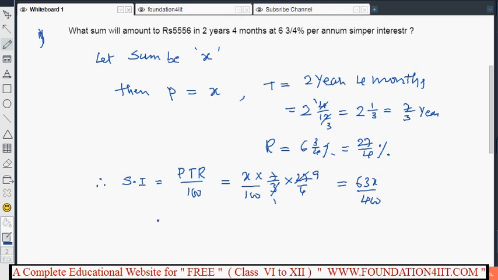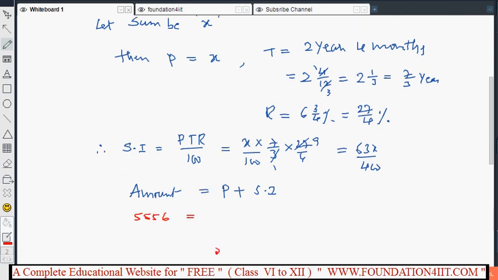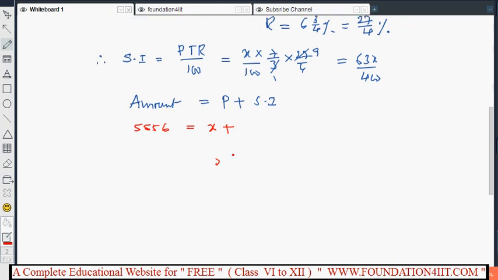Now amount is equal to principal plus simple interest. Because the amount we know, that's what amount is equal to principal plus simple interest. Therefore the amount is given in the question, that is 5,556 is equal to principal plus simple interest. Simple interest is 63x by 400.